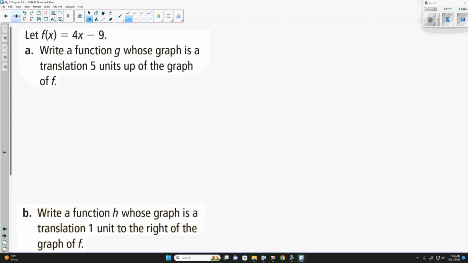Let f of x be 4x minus 9. Write a function g whose graph is a translation 5 units up of the graph of f. So we would use the k one. G of x is equal to f of x plus k. And this time our value of k is 5 units. Will it be a positive 5 or a negative 5? Positive, because it's going up. So in this case, we'll just have plus 5.